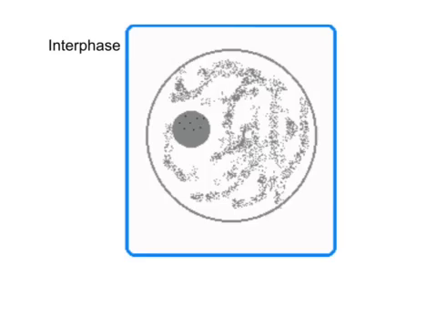This is a cell in interphase. Interphase is the largest part of the cell cycle and the state that most cells are in. It is the period of the cell cycle where the chromosomes replicate themselves.